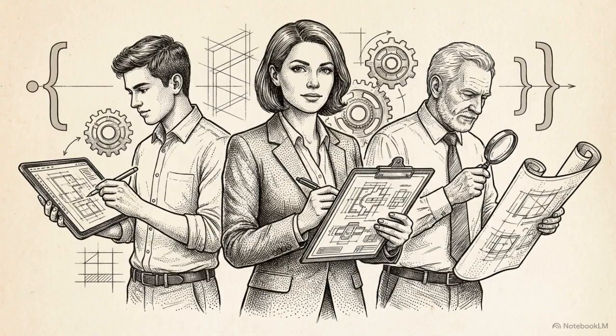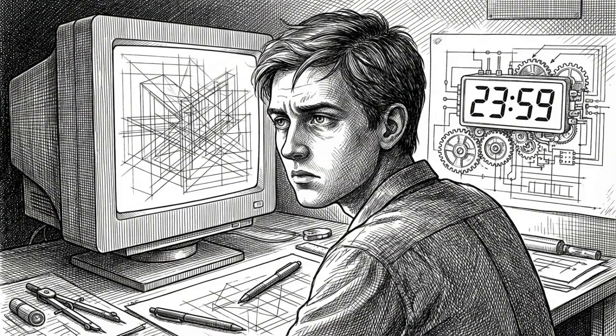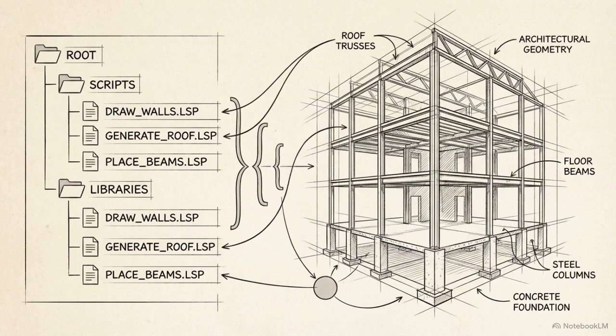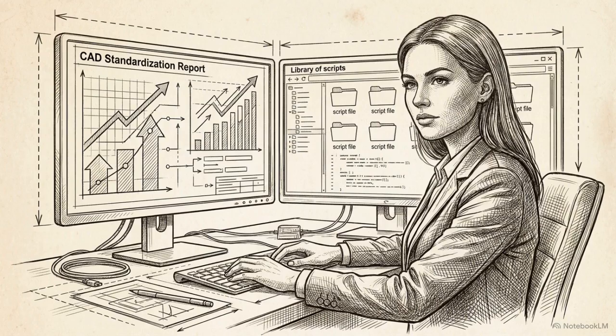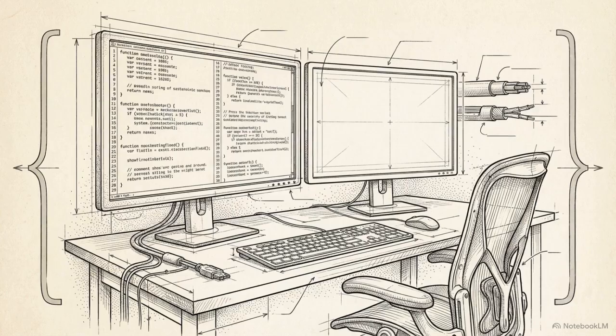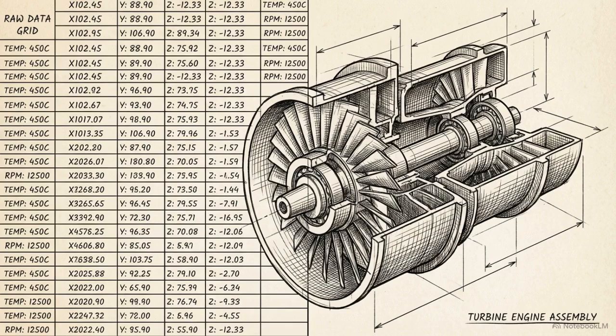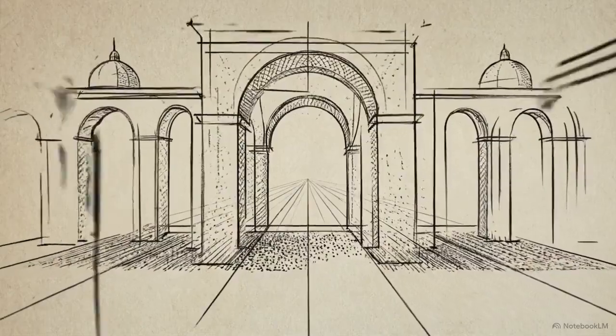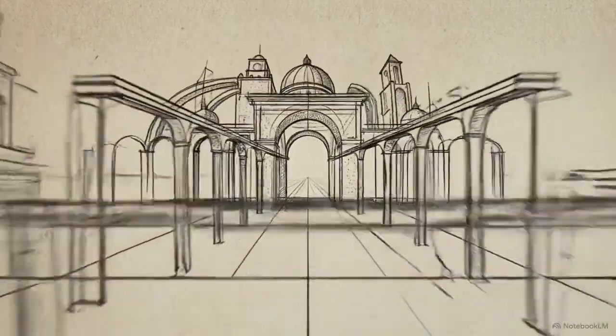How you deploy this tool depends on your role. For the time-poor drafter, focus purely on implementation. Leverage the decades of free online scripts to fix immediate daily bottlenecks without writing a single line of code. For the CAD manager, treat code as a scalable financial asset. Invest in custom scripts to automatically enforce firm-wide standards and eliminate costly rework across your team. And for the advanced engineer, use AutoLISP to bridge the gap between raw mathematical data in your spreadsheets and the visual CAD model. Adopting this tool changes the actual nature of the work being done.